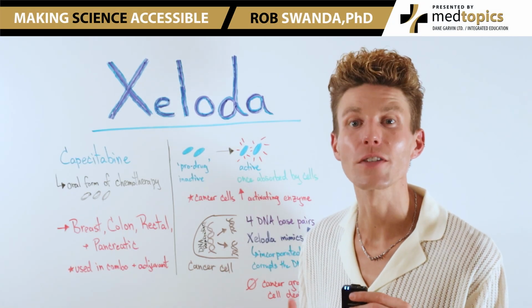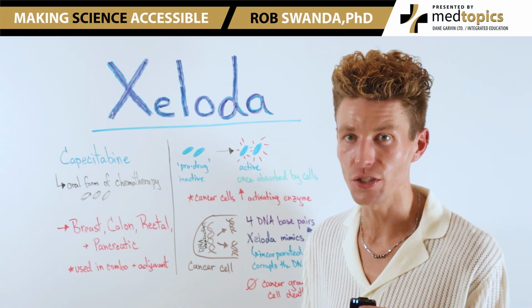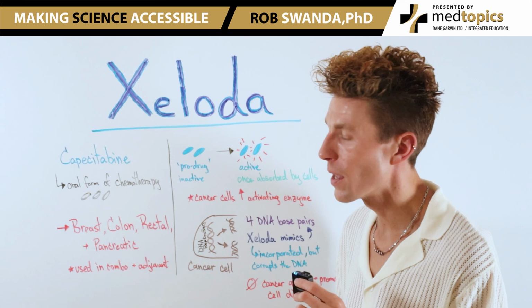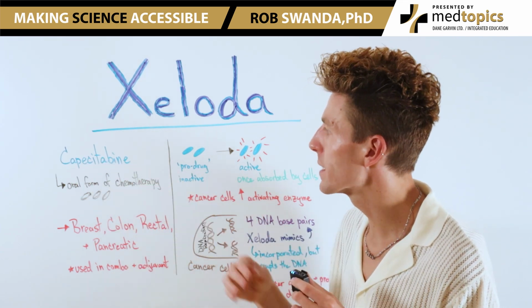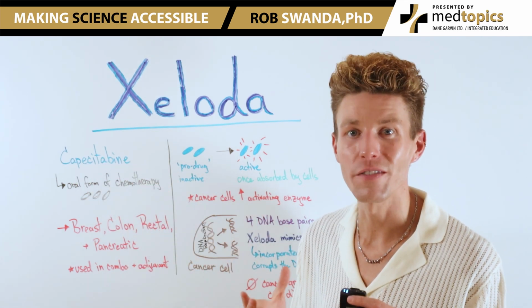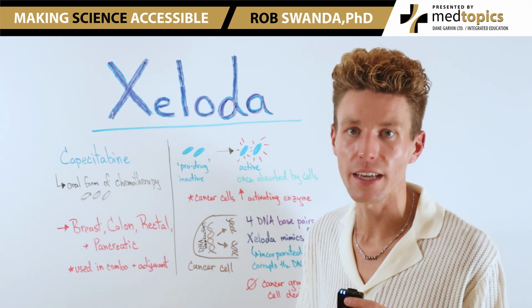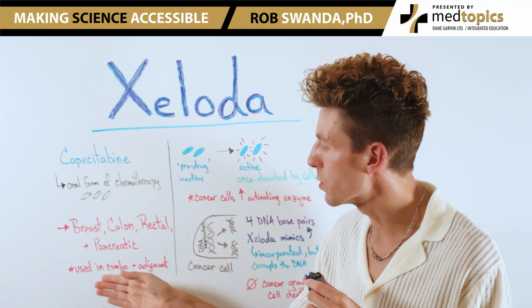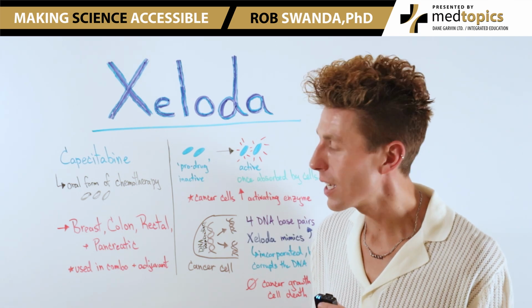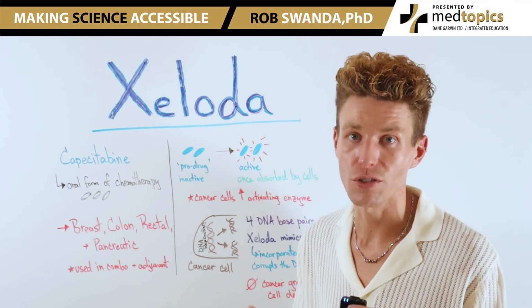One of our audience members asked us if we could break down the oncology drug known as Xeloda, which has the chemical name of Capecitabine. And this is an oral form of chemotherapy that's used for breast, colon, rectal, and pancreatic cancers. And oftentimes it's used in combination with other therapeutics, as well as an adjuvant treatment, meaning after surgery.